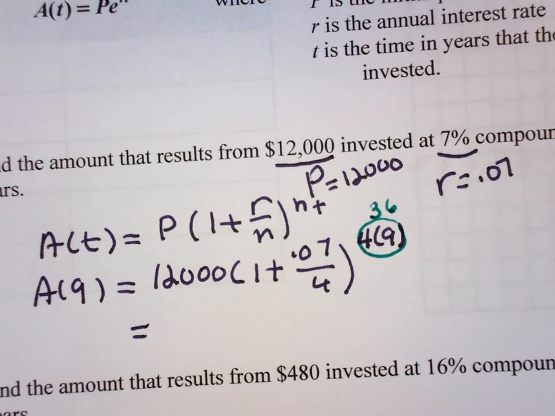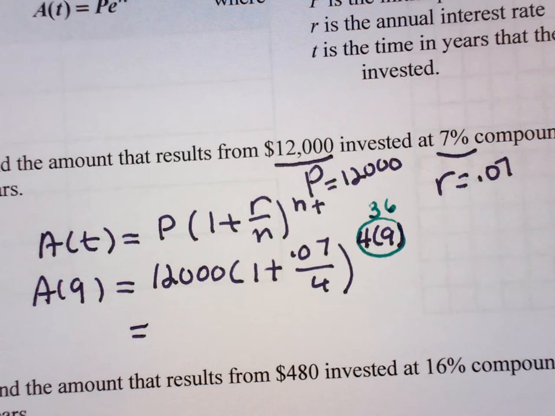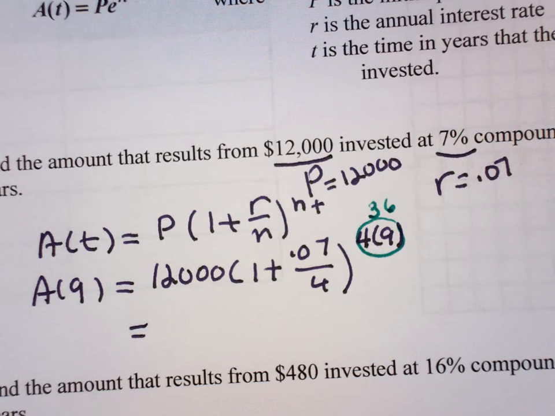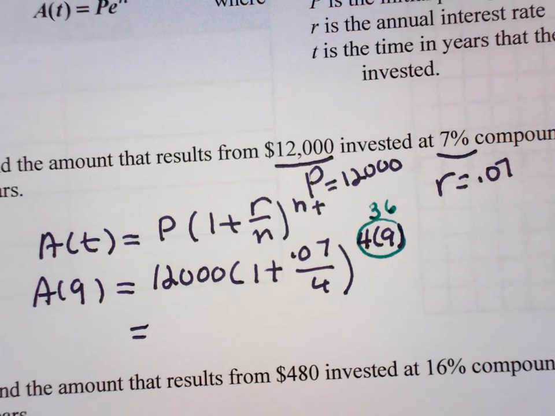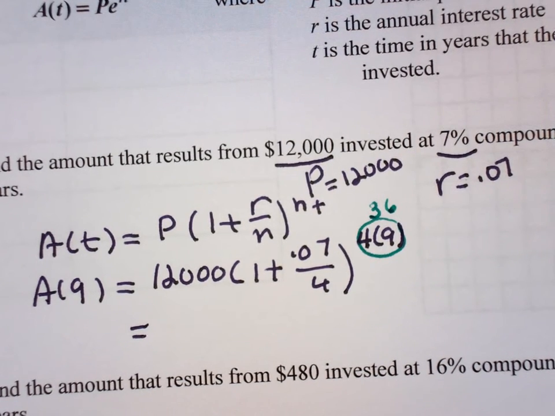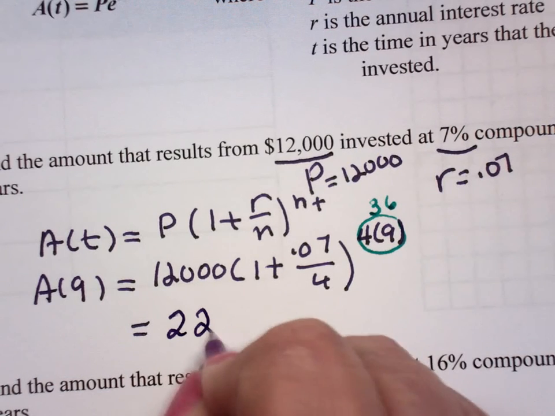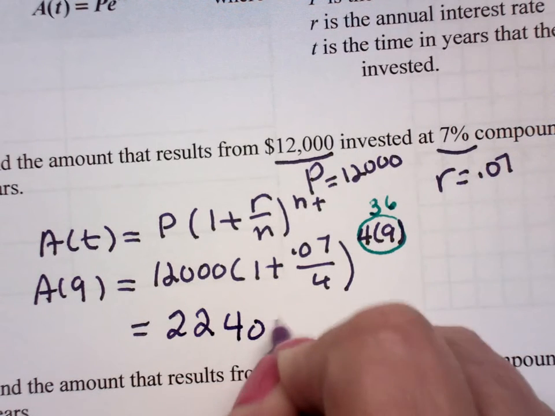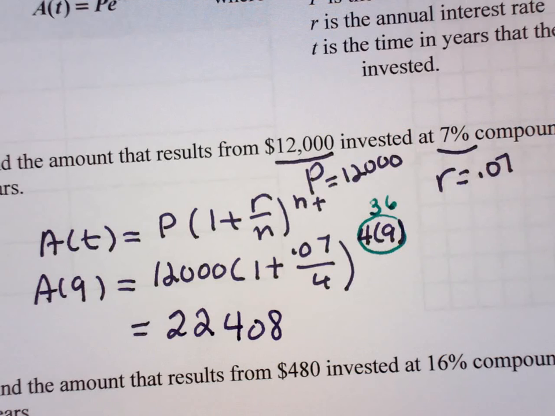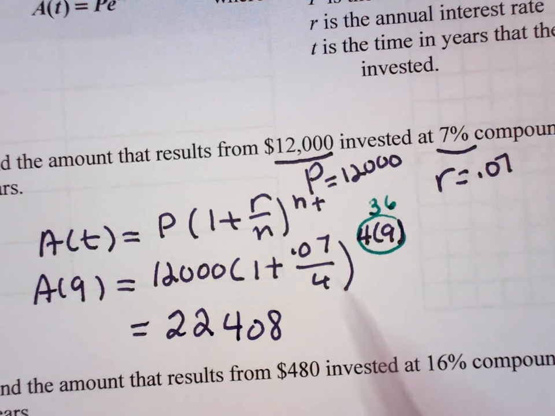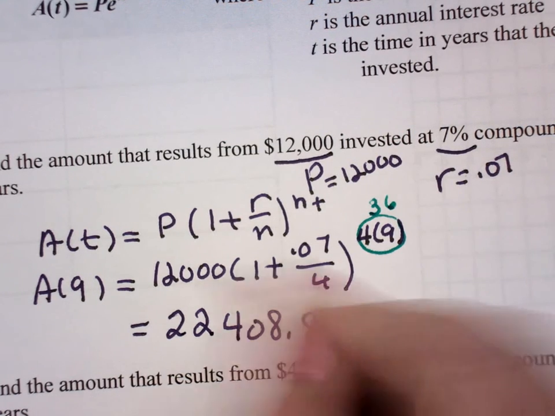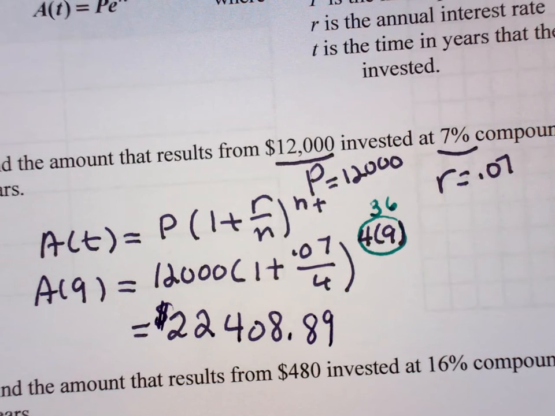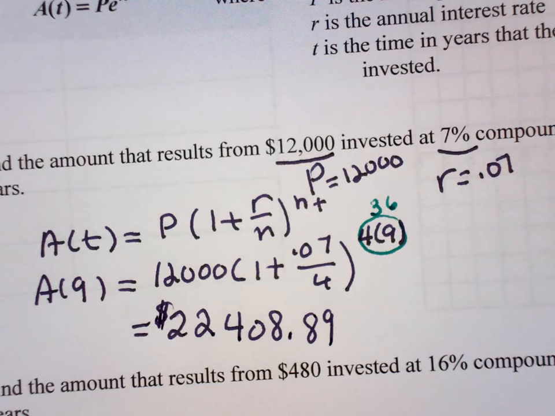Well, I'm off by 1,000. One thing you always have to be careful of is that you put in enough zeros. What did you get, 22,408? Yep. Okay, make sure this is what you're getting: 22,408.89. Everybody get that?